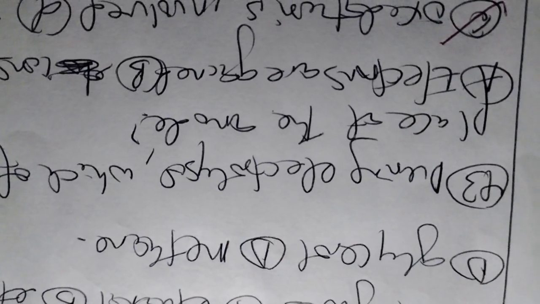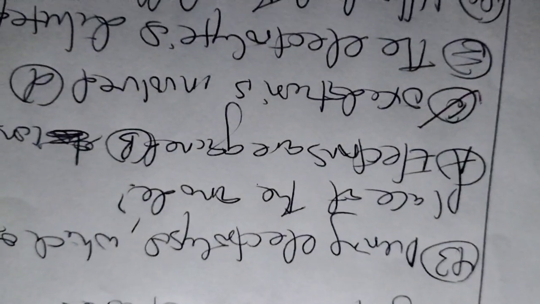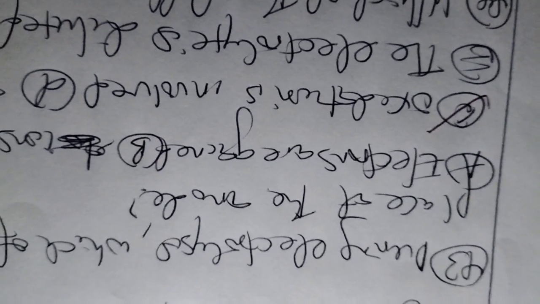Number 43, during electrolysis, which of the following takes place at the anode? A, electrons are gained. B, ions are reduced. C, oxidation is involved. D, the electrode dissolves. And E, the electrolyte is diluted. The answer to number 43 is C. Oxidation is involved at the anode.